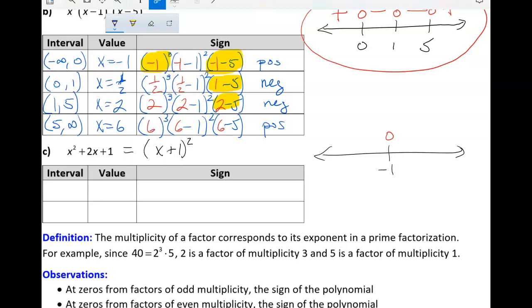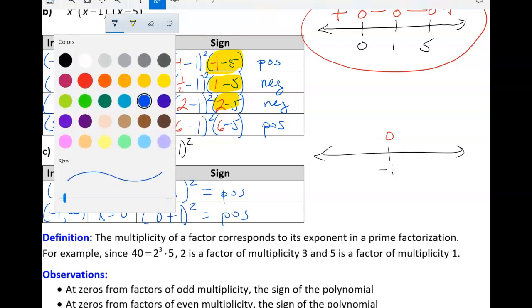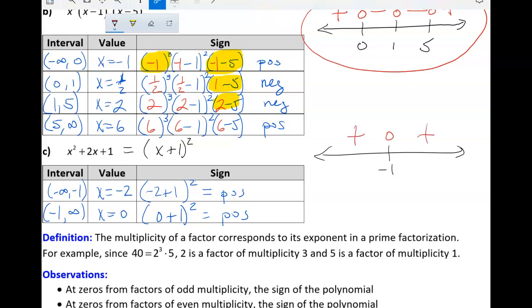So let's pick some intervals here. The interval from -infinity to -1, and let's pick a value of -2. So -2 plus 1 squared is a negative number squared, which is a positive. And from -1 to infinity, we can pick x equals 0. And that also gives us a positive number. So this polynomial is either 0 or positive.